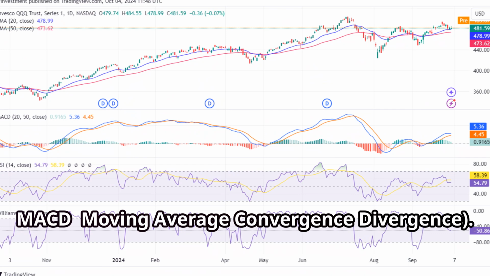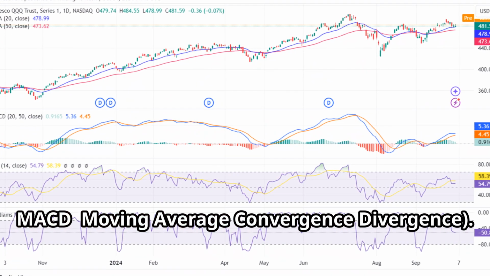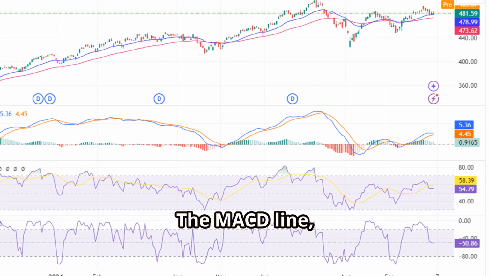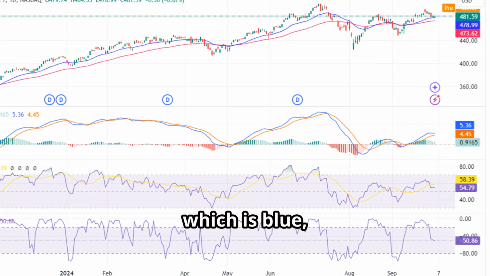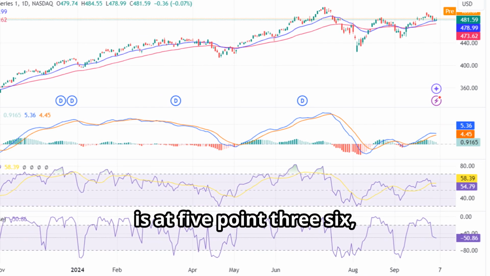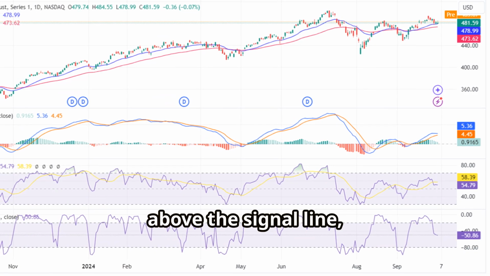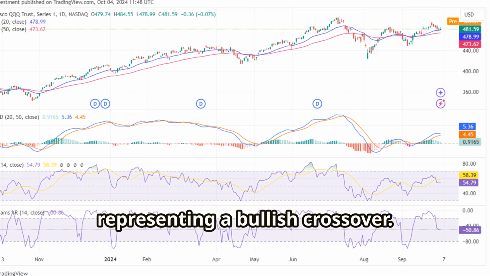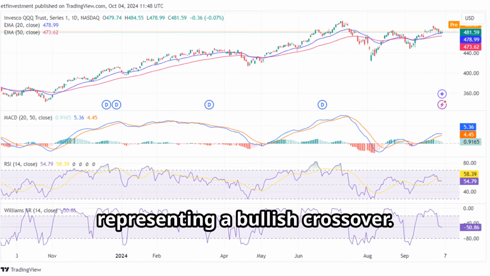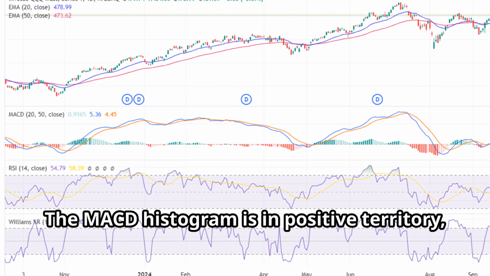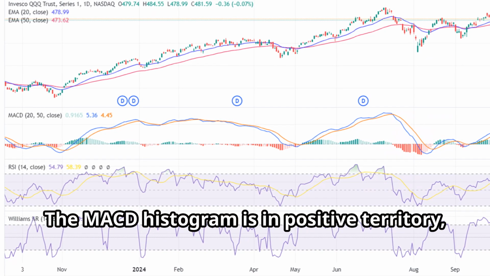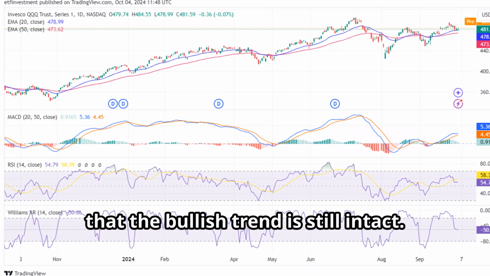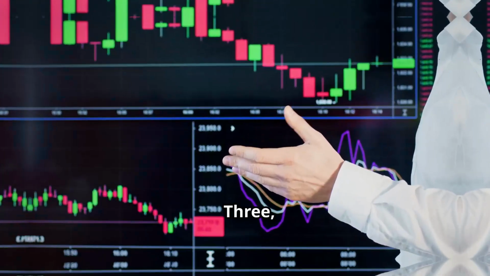2. MACD, Moving Average Convergence Divergence. The MACD line, which is blue, is at 5.36, above the signal line, which is orange, at 4.45, representing a bullish crossover. The MACD histogram is in positive territory, confirming upward momentum and suggesting that the bullish trend is still intact.